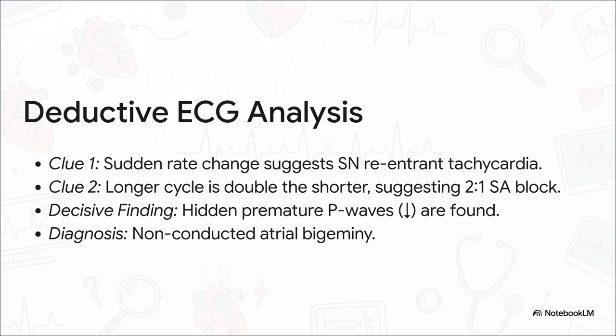And if you do that, looking exactly where the arrows are pointing, you will find it, a very subtle premature P wave deforming the terminal portion of the T wave. The diagnosis was neither of our initial hypotheses. This is simply another presentation of non-conducted atrial bigeminy, creating a pattern that mimics SA block.